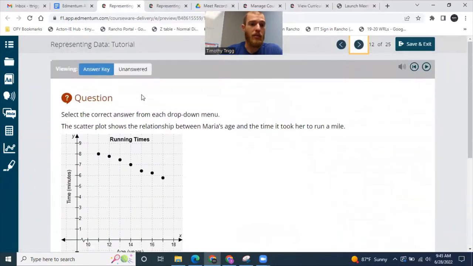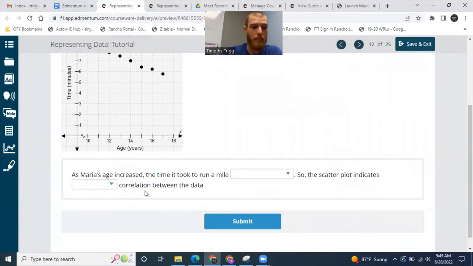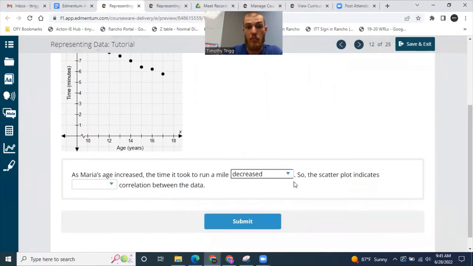Like this one, for example, would be a negative correlation because it's going downward as you go from left to right. So as Maria's age increased, the time it took her to run a mile decreased, right? You can see when she was 11 years old, it took her 8 minutes to run a mile. And you can see as she aged, it took her less and less time to run the mile. She got pretty fast by the time she's 17, right? Less than 6 minutes to run a mile, that's pretty fast.